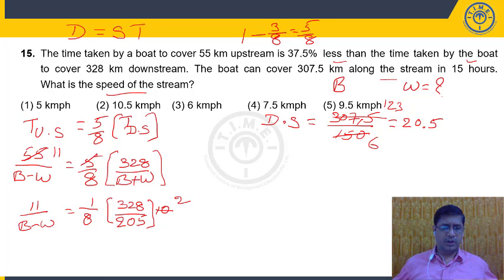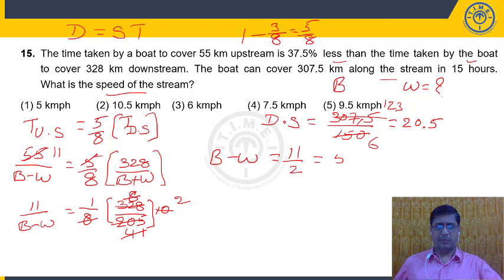5 goes exactly 2 times, and 5 goes exactly 41 times. 41 here goes exactly 8 times, and 8 with 8 we can cancel. So what is the conclusion here? B minus W is equal to 11 by 2. How much is the value here? B minus W is equal to 11 by 2, which is 5.5.